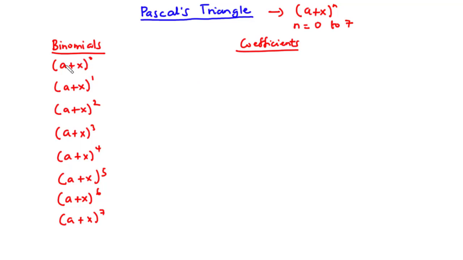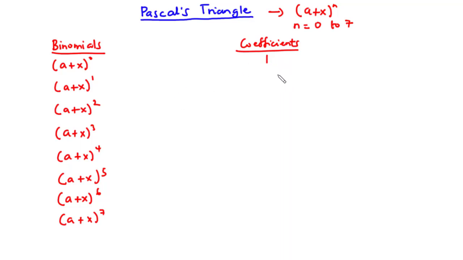Now we know that any non-zero value raised to the power 0 is 1. So it means that for the binomial a plus x to the power 0, the coefficient is 1. Now to find the coefficient of binomials to form the Pascal's triangle, there are three most important things that you need to consider. Firstly, you should know that the number of coefficients of a binomial is 1 more than the power of the binomial. So you realize that the power of this binomial is 0 and the coefficient is 1. So always the number of coefficients of a binomial is 1 more than the power of the binomial.